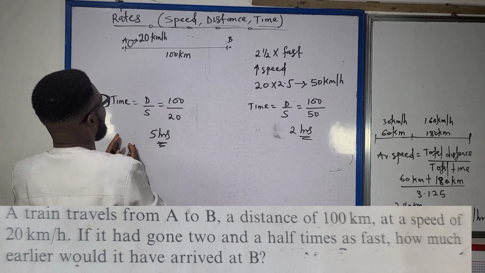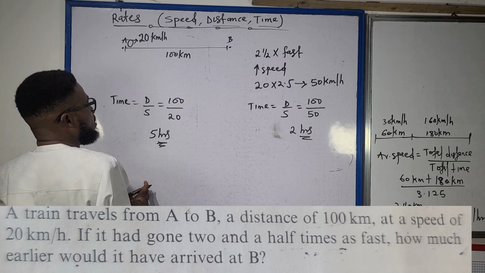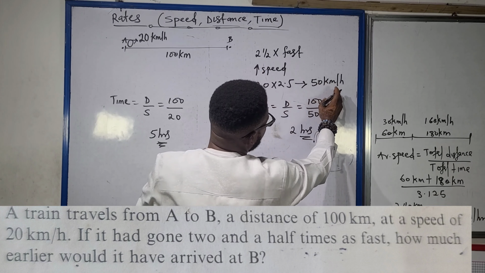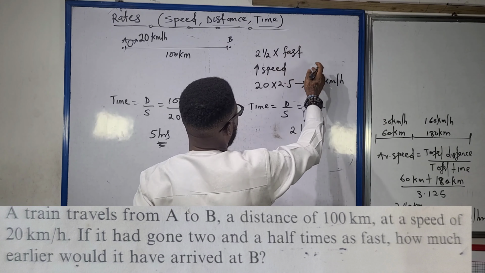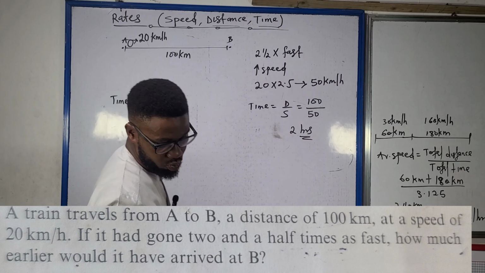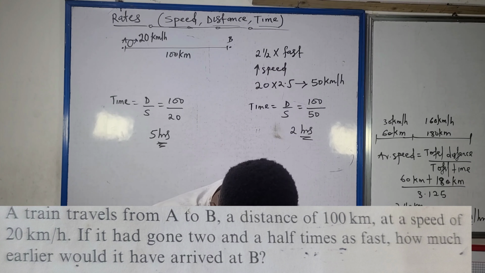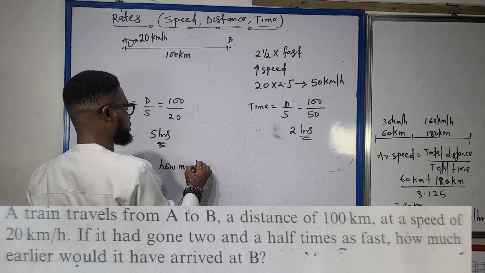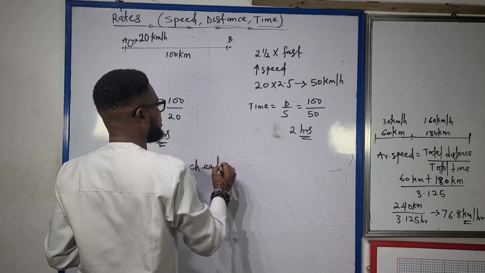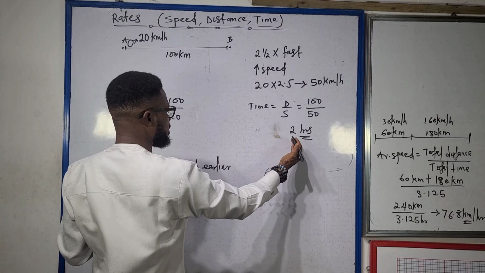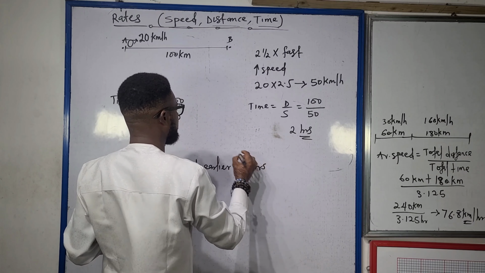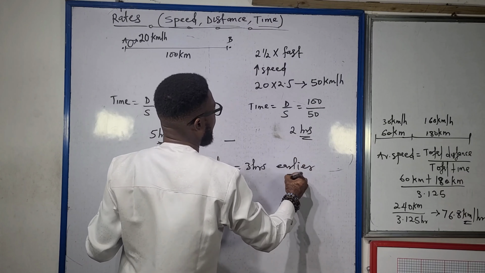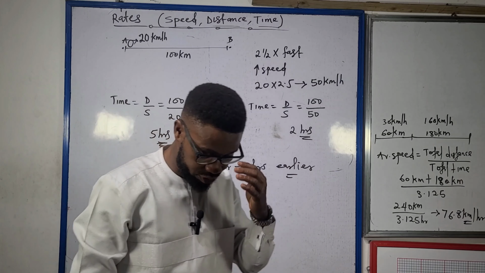It would have taken 5 hours if it was moving at a speed of 20 kilometers per hour, and it would have taken 2 hours if it was moving at a speed of 50 kilometers per hour. That's 2.5 times faster. So how much earlier? That's what the question says. That would have been 3 hours earlier. It won't take 5 hours, but now it's going to take 2 hours. So 3 hours, just subtract this. 3 hours earlier. That is how you get by with questions like this.